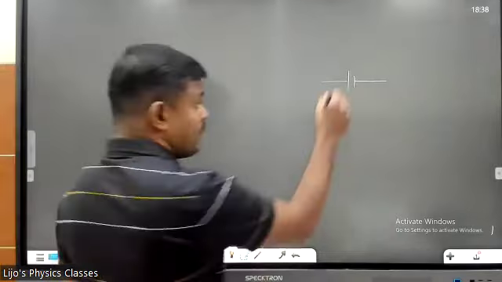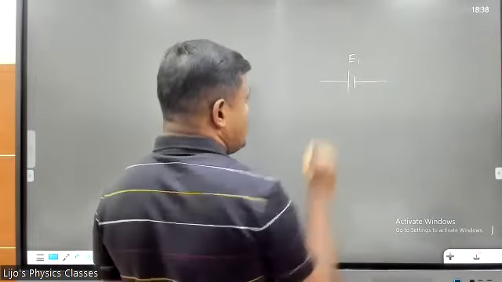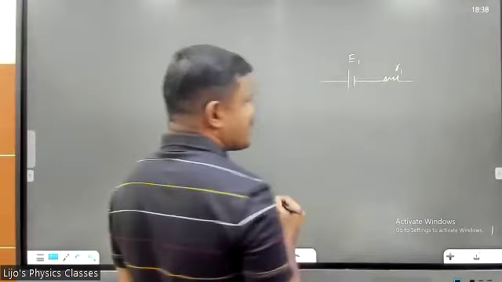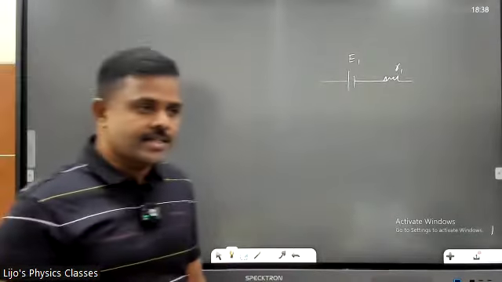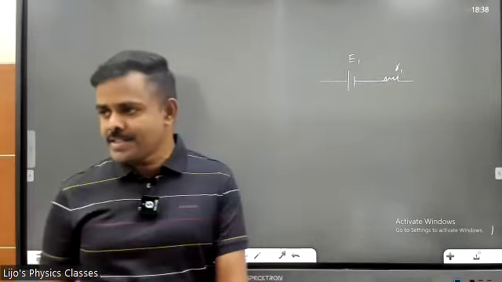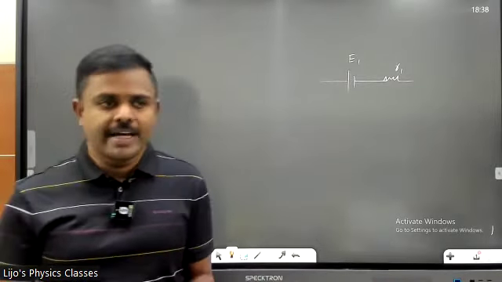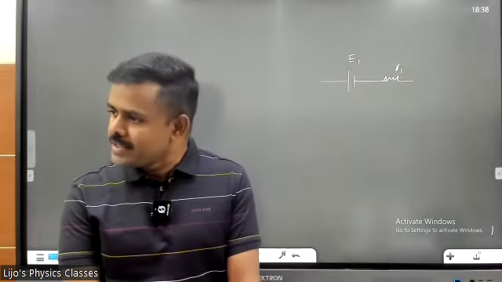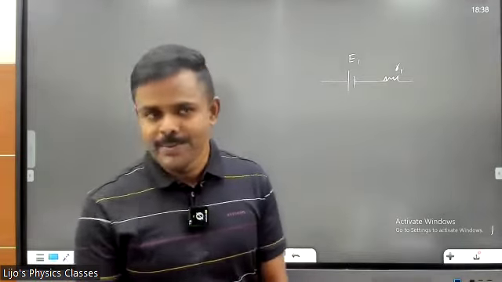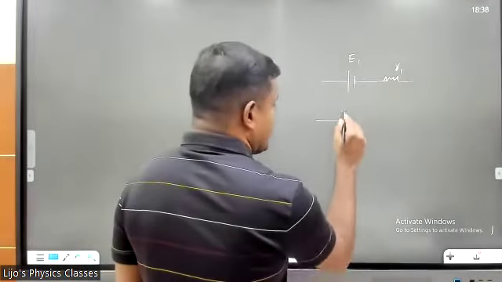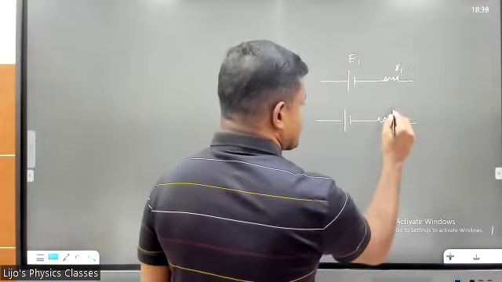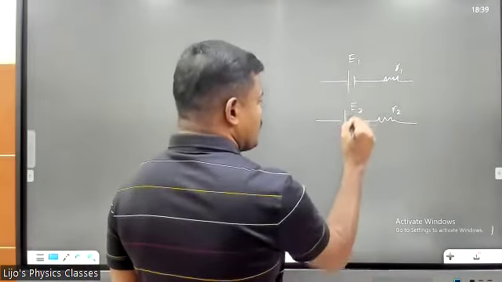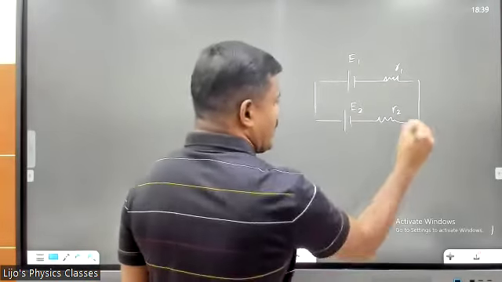The EMF of the cell is called E1 and the internal resistance is called R1. What is internal resistance? It is a resistance inside the cell. Every cell has an inbuilt resistance. That is called the internal resistance of the cell. And I have another cell here, which also has internal resistance R2, and its EMF is E2. I'm going to connect them in parallel like this.